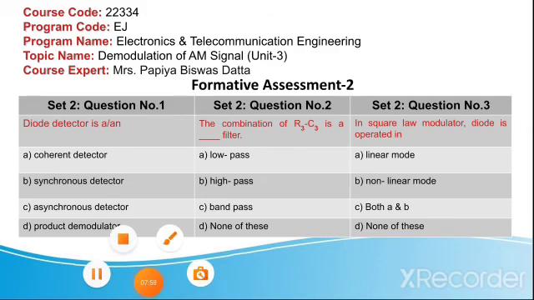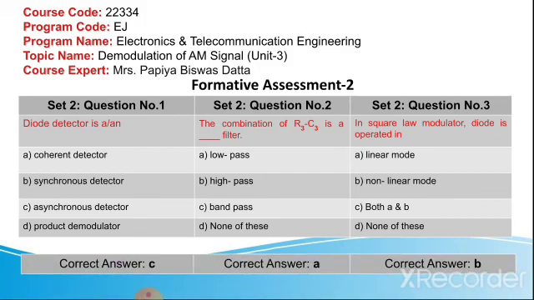I hope you got the answers. The diode detector is an asynchronous detector. The combination of R3C3 is a low pass filter, and in a square law modulator the diode is operated in nonlinear mode.